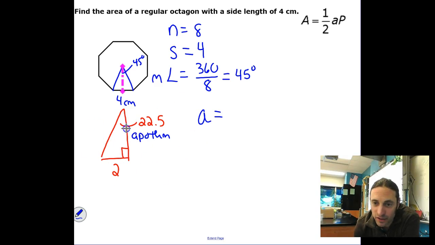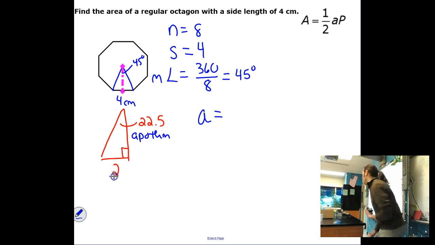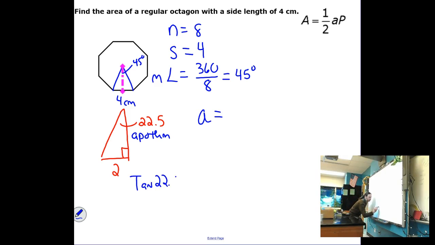I know this angle, and that side's 2. Well, wait a minute. I'm looking for this side. I'm standing up here at the 22.5 degree angle. I'm looking for the adjacent side, and I know the opposite. Oh, man. Trig ratios, you got it. The tangent of 22.5 equals 2 over the apothem.